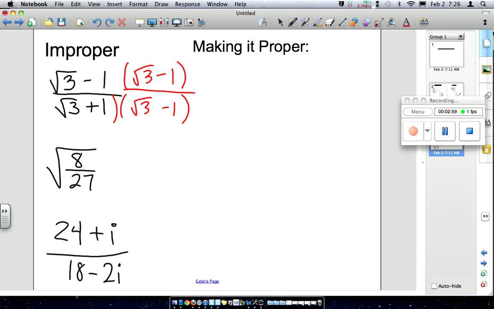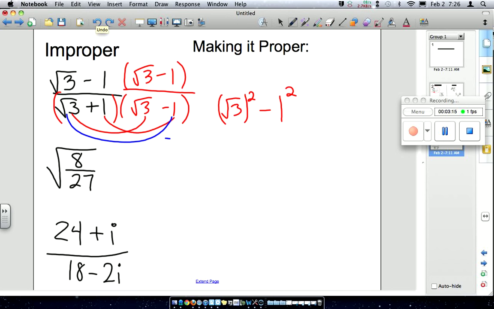We want to carefully FOIL. We know we're going to get square root of 3 squared minus 1 squared. Remember, your middle terms cancel. The outer term would be negative square root of 3. The inner term in FOIL would be positive square root of 3. They cancel. That's the whole goal. The square roots are not there anymore.